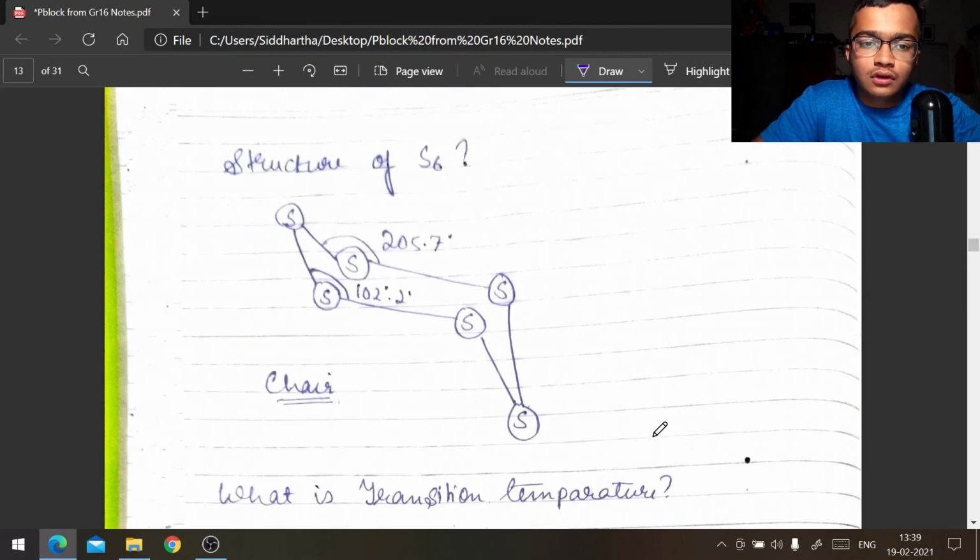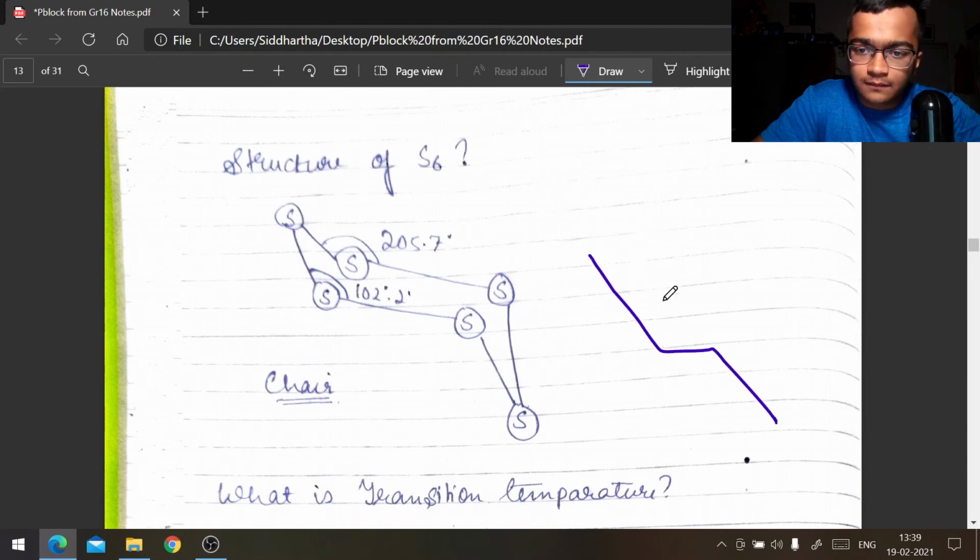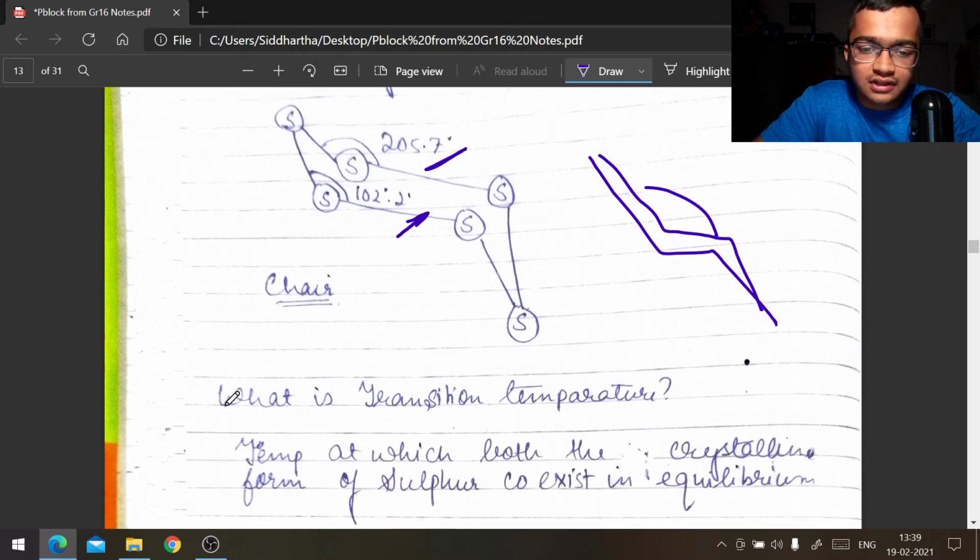Okay, next is another structure which is also called the chair form structure. It is like this. You have to remember that this angle is 205 degrees here, and this one is 102 degrees. This is also called a chair form structure.